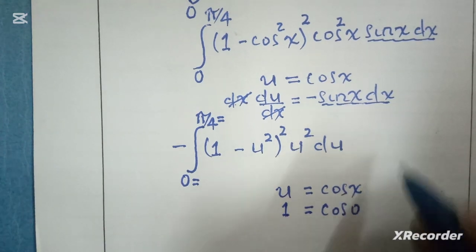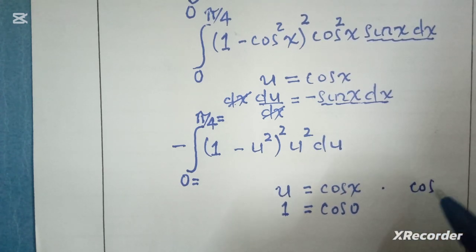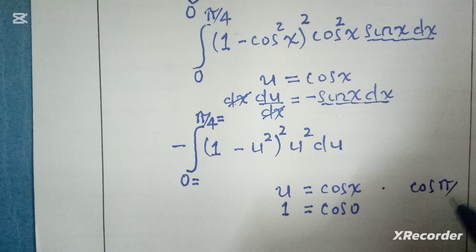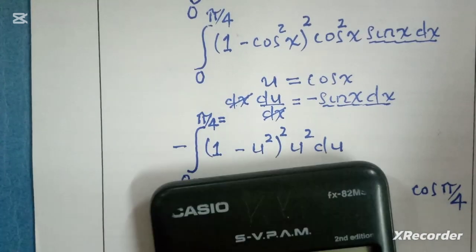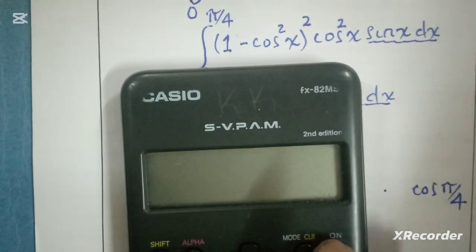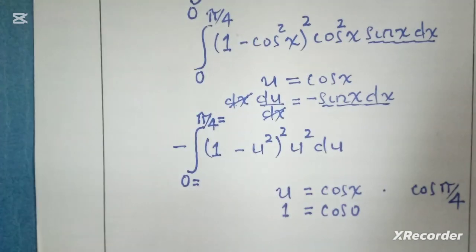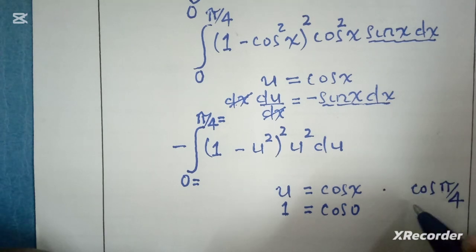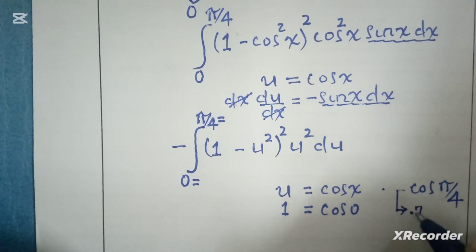For this other one, u, let's say cos pi over 4. Pi over 4 in terms of degrees is supposed to be 45. So let's see what is cos 45. Cos 45 is equals to 0.707. So this one is going to give us 0.707, like that.